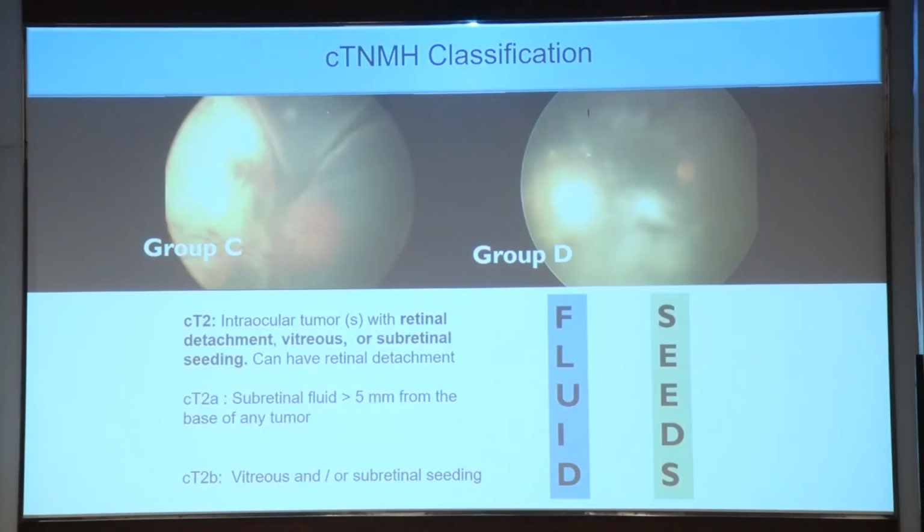All right, now let me switch over to the cTNM again. So in cT2, they have fluid and seeds. A is with subretinal fluid, B is with vitreous and subretinal seeding. So in T2, there are two components being taken care of, fluid and seeds, which again correlates to C and D. Okay, done? Perfect. Don't forget it.